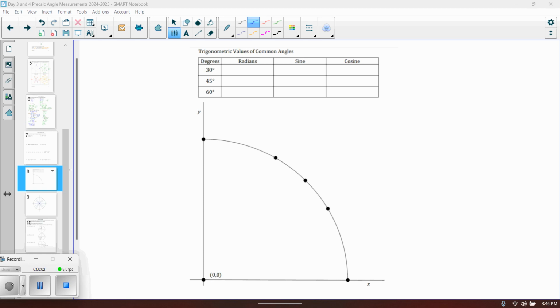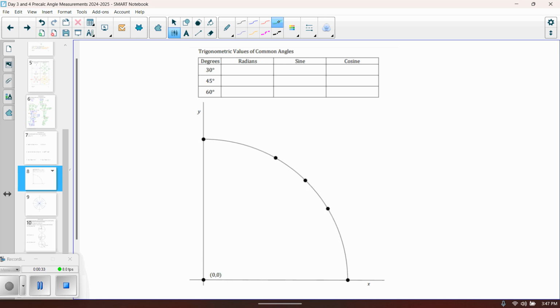Okay, so moving along in our packet, we're going to be talking about some of the trig values of the common angles of the unit circle, which is extremely valuable to us to know, especially when you move on to upper level maths, calculus, and so on. The biggest ones that we're going to come across are going to be based upon 30 degrees, 45 degrees, and 60 degrees. Those all come from special right triangles.